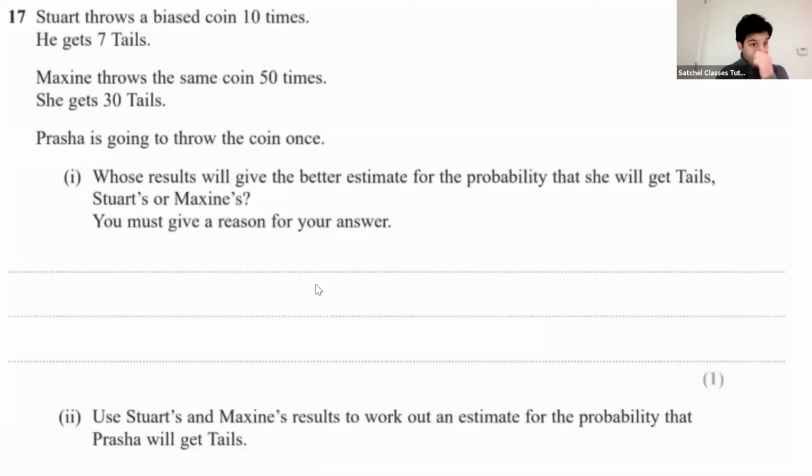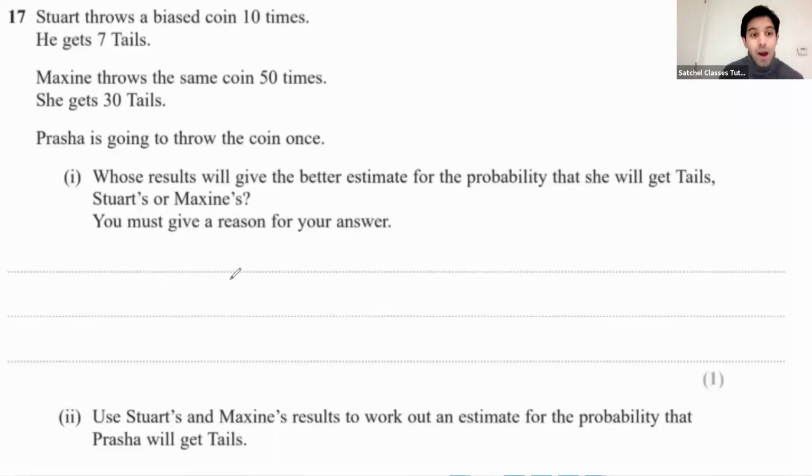So this is an exam question I got from a past paper. It says, Stuart throws a biased coin 10 times, he gets 7 tails. Maxine throws the same coin 50 times, she gets tails 30 times. Prasha is going to throw the coin once. Whose results will give the better estimate for the probability that she will get tails? Stuart's or Maxine's? You must give a reason for your answer.